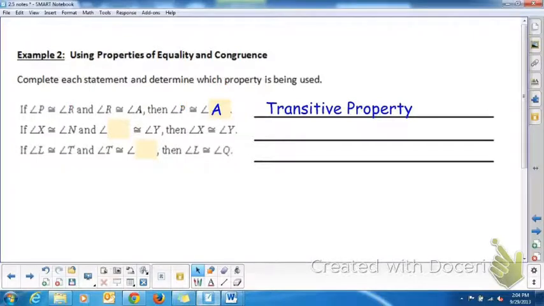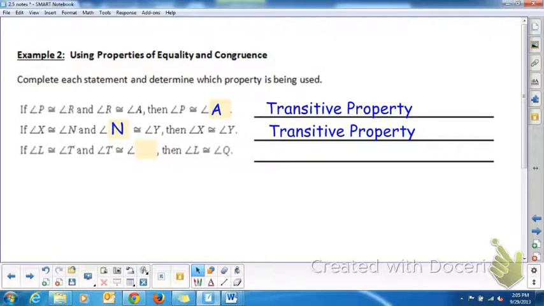Let's look at the second one. If angle X is congruent to angle N and angle blank is congruent to angle Y, then angle X is congruent to angle Y. Well, X is the first thing and Y is the third. What needs to go in this space? That would be angle N. And again, this is using the transitive property of congruence.